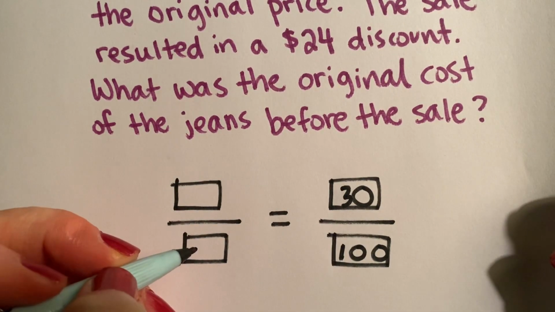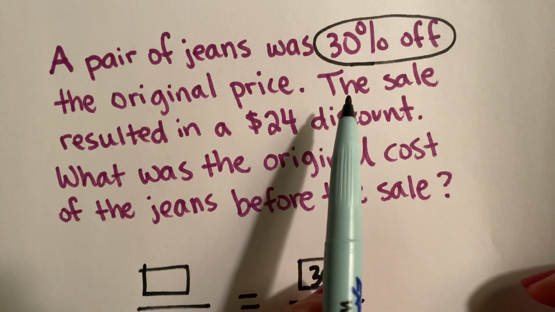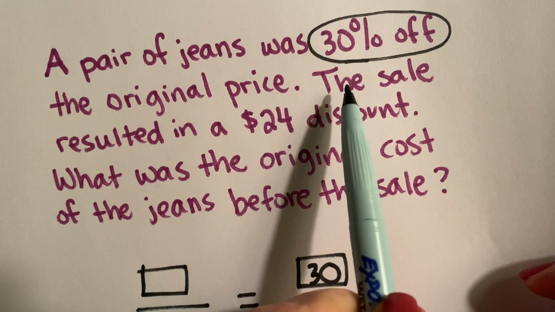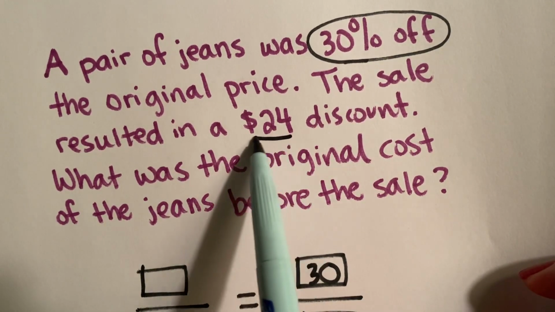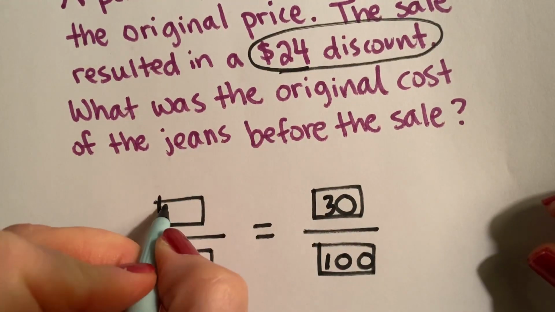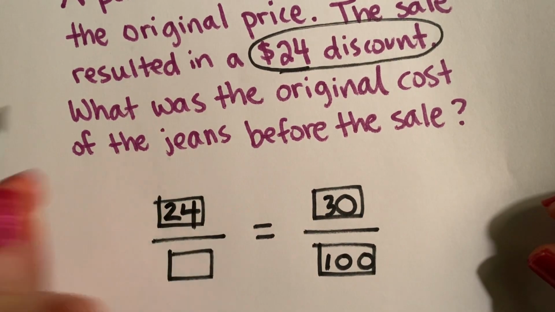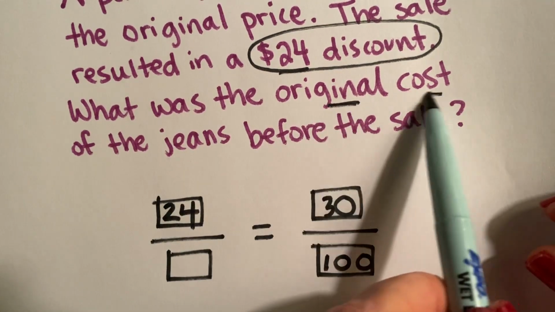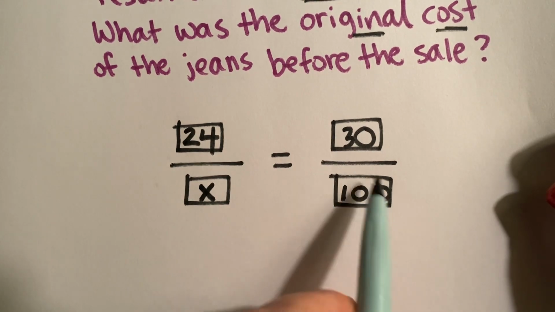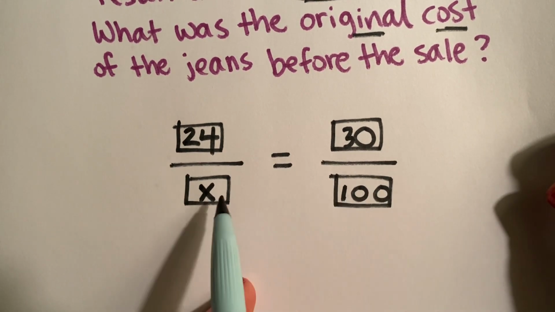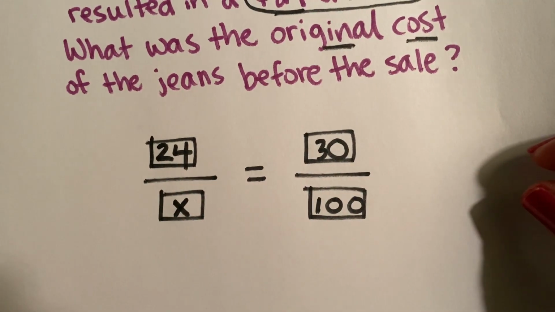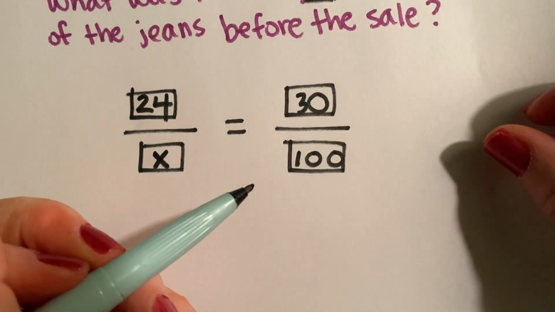Now the part and the whole. Interestingly enough, this one is the opposite of the last example. This time they're telling me that the sale resulted in $24 off, a $24 discount. That's the part. What was the original cost? That's the whole. What was the 100%, right? How much was 100% of the jeans? It was jeans, right? Yep, before we got the discount. And so we're going to cross multiply.